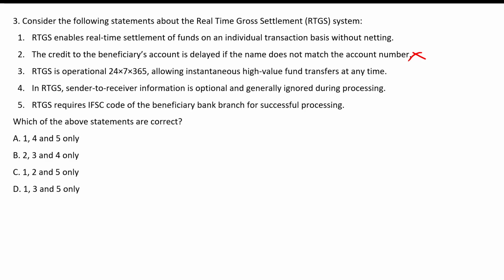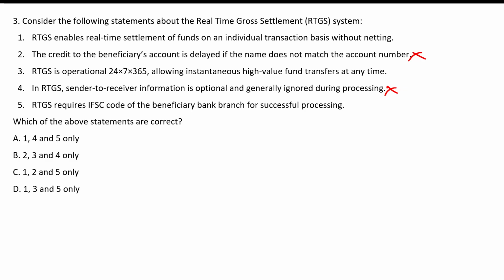In RTGS, sender to receiver information is optional and generally ignored during processing. So sender to receiver information is mandatory and not optional. So this statement also is not correct.